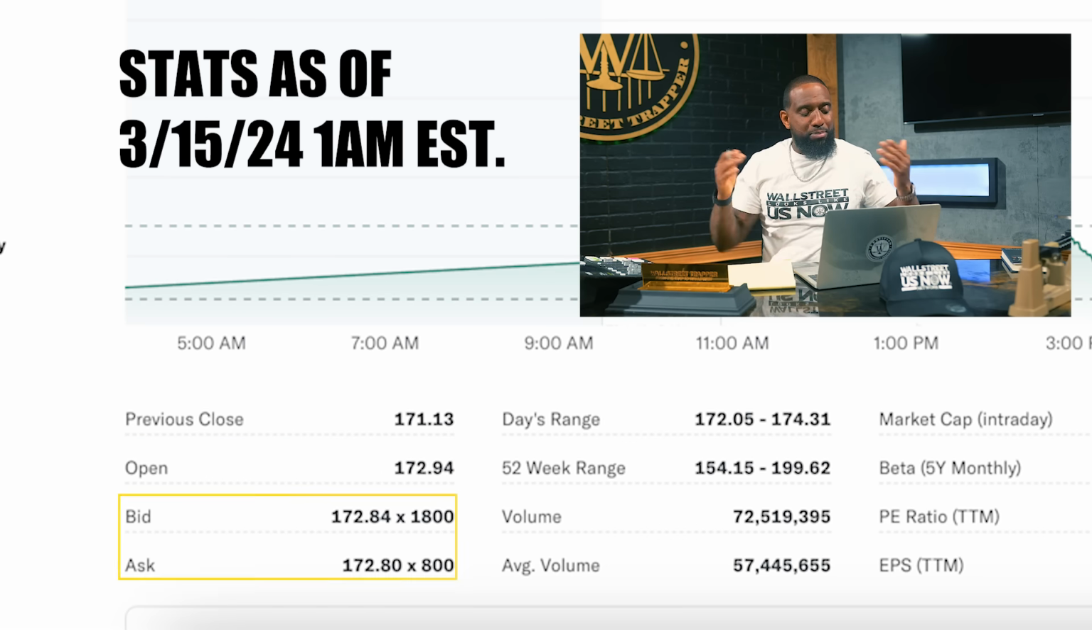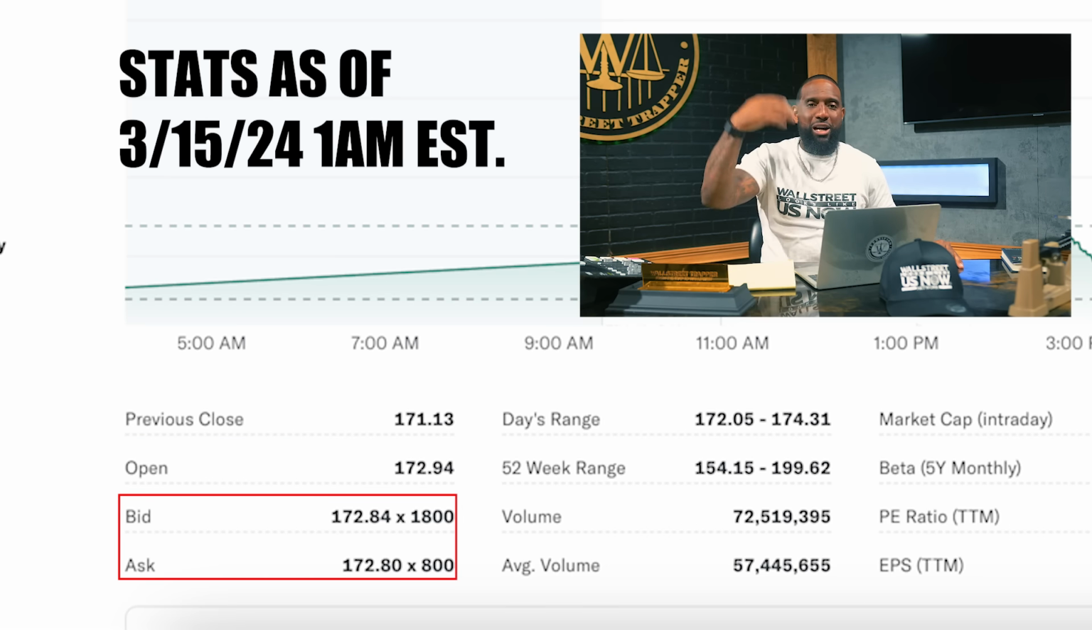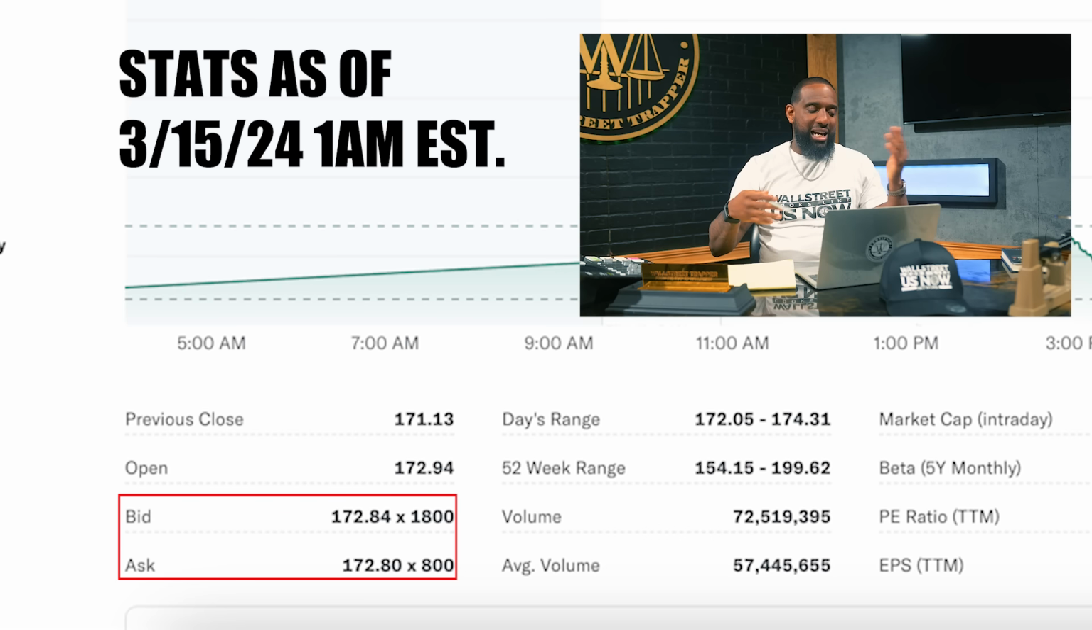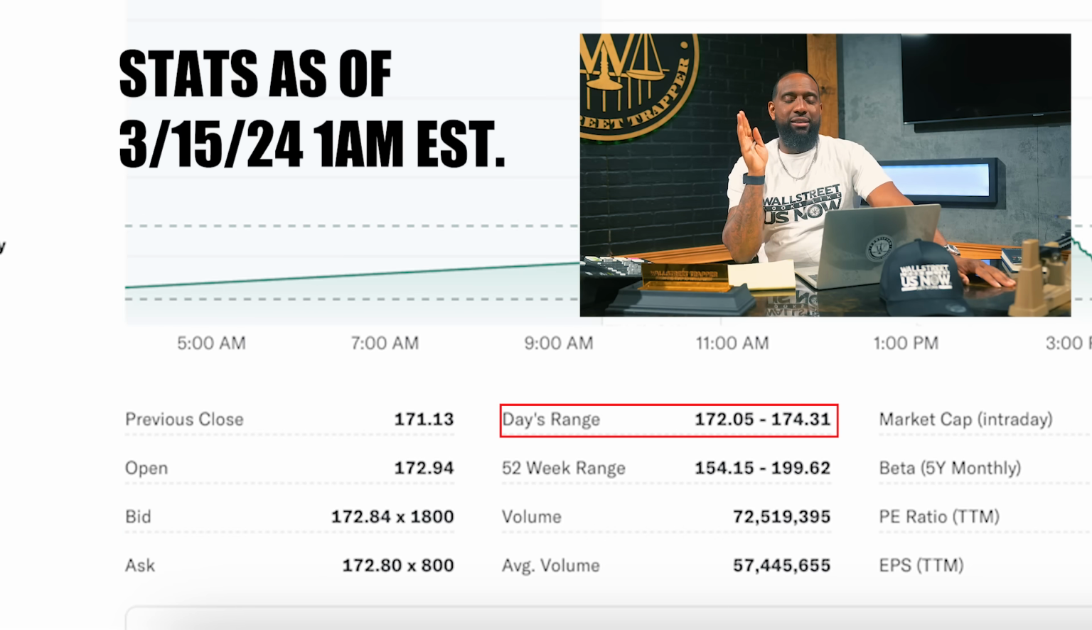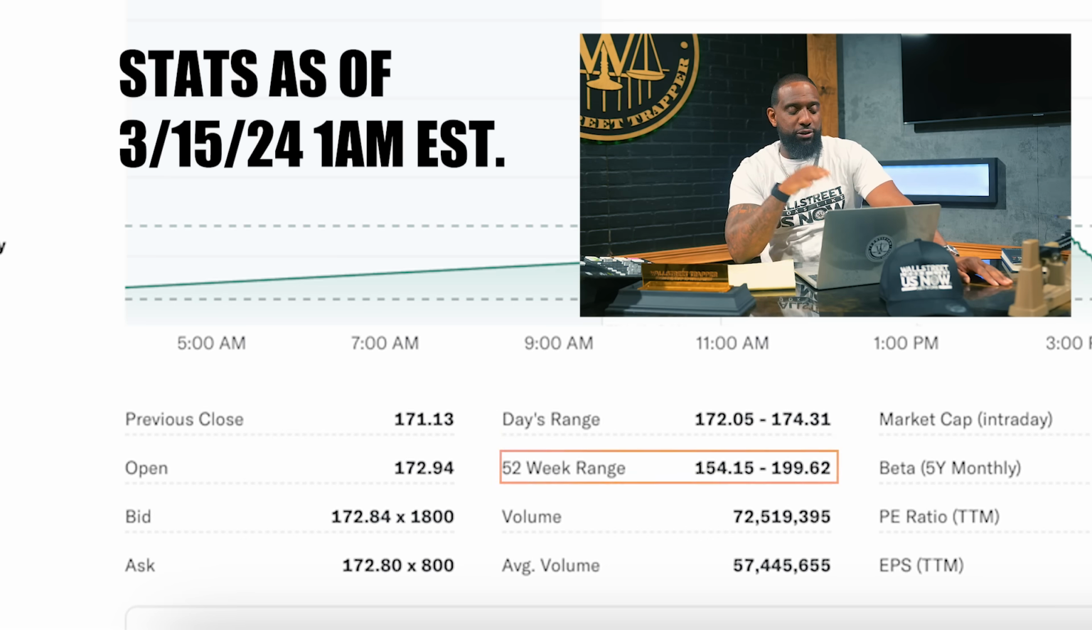All right, we can go to bid and ask. That's telling you what people have bid on it over the last day, and this tells you what people have asked on it. That's cool, you don't really care too much about that. The next one says day's range. Now that is good if you're a trader, because you're looking at the price range this stock has been in throughout the day. The next thing says 52-week range.